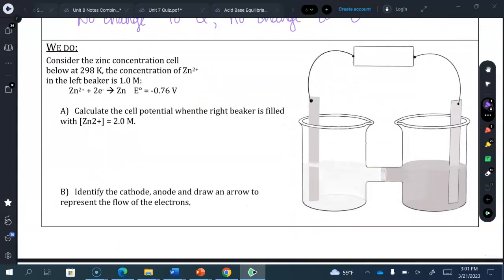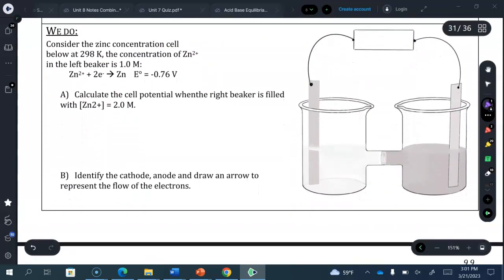Okay, so now we're going to look at our redo, and this is a half cell. We're going to look at what this is. So first, we're going to calculate the cell potential when the right beaker is filled with zinc at 2 molar. So we're going to use the Nernst equation. So E equals E standard minus RT over nF times the natural log of the concentration ratio.